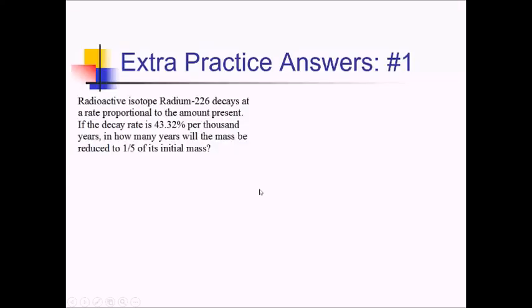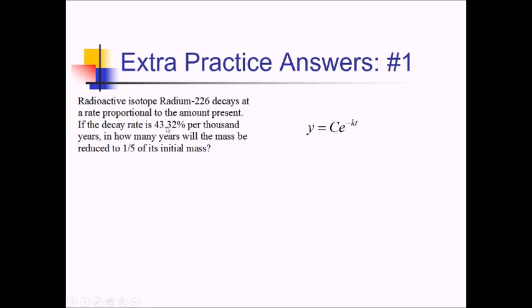For this problem, we have a radioactive isotope decaying at a rate proportional to the amount present. So that's the key word, meaning this is an exponential function. And since it's a decay function, we're going to write our formula y equals Ce to the negative kt, the negative for the decay part of this.